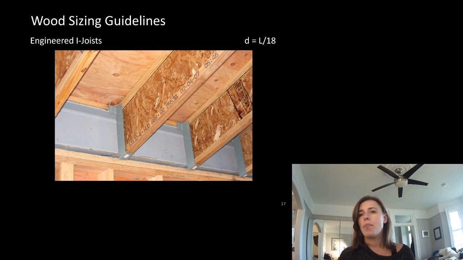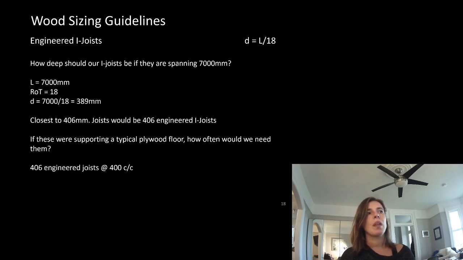Engineered joists perform just a little bit better than our conventional 2x material wood joists. Our sizing guideline is L over 18. We can go a little bit further with the same depth. So why wouldn't we just always use engineered I-joists? Well, what makes them economical is their repetition. You need quite a few of them in a project to be worth it. Otherwise, your regular wood joists are going to be the cheaper option. And remember, cost is everything after you've met all the other criteria.